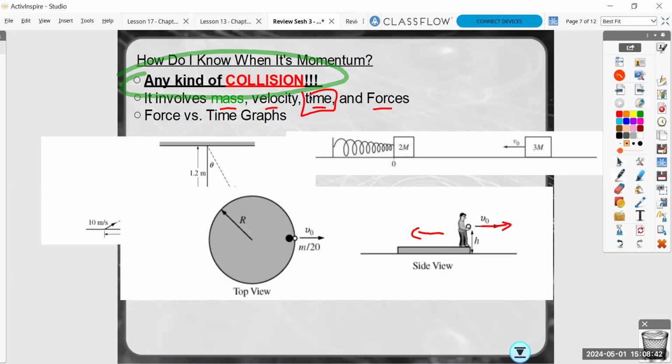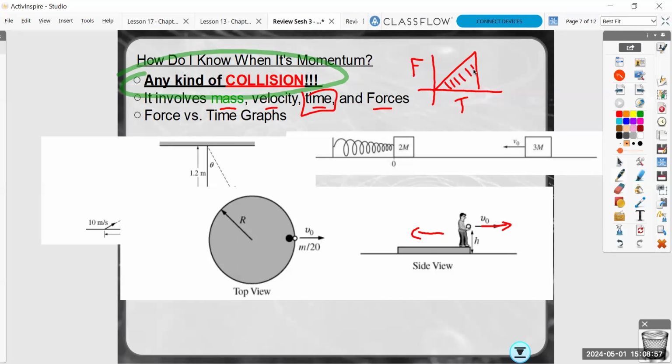And then force versus time graphs. If you get a graph that's got force versus time on it, that's impulse, that's momentum, right? You want to take the area under that graph, most likely.